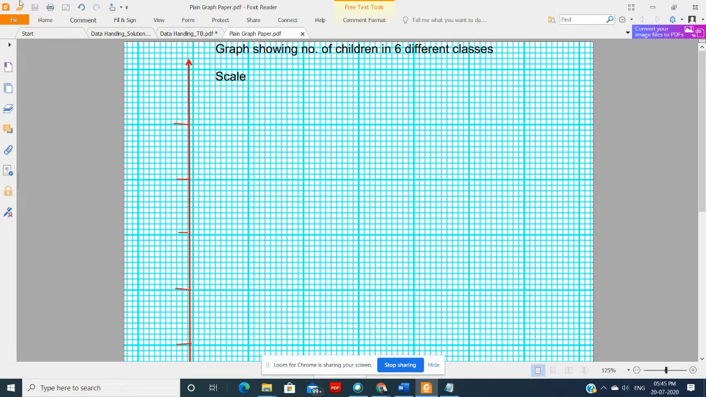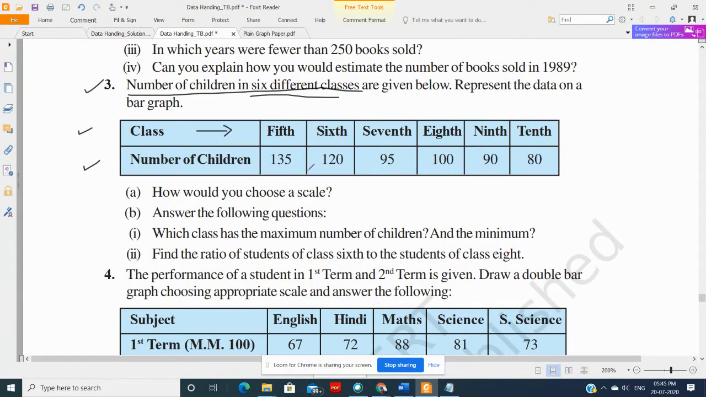Now let's decide scale. As I told you earlier, for scale we need to find out the higher value. First we'll see the lower value. The lowest value here is 80, right? And the highest value we can go up to is 135. Now the nearest value here would be 150. If you round off this figure, it would be 140 or 150. Now you need to decide which number you would select so that it can fit in your graph paper, and it can give you a better number so that you can plot your given numbers properly.